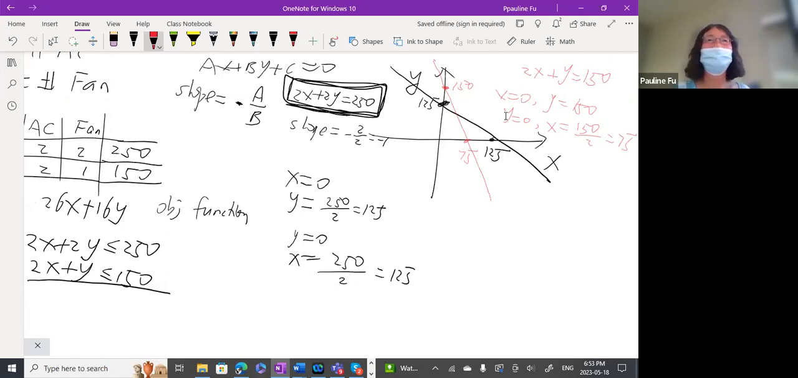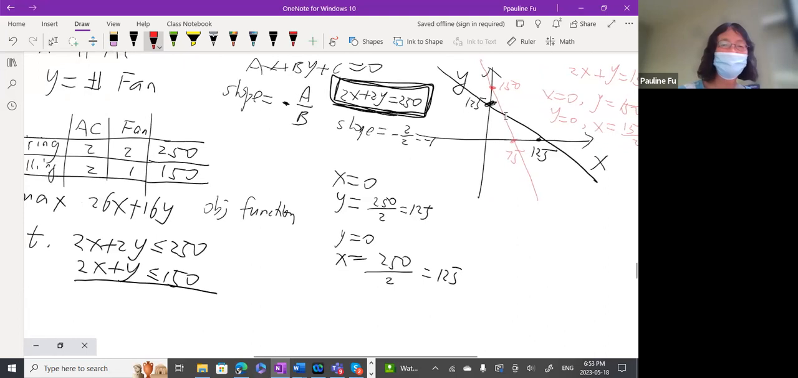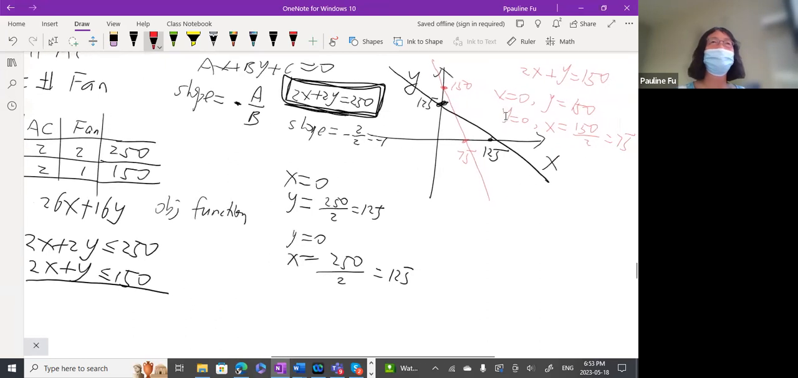I pause for a moment. Any questions? Okay, once you get those two lines, so what? Look at here. 2x plus 2y smaller equal to 50. Which part represents smaller equal to 50? It is this one here, this part. This part represents smaller equal to 50.